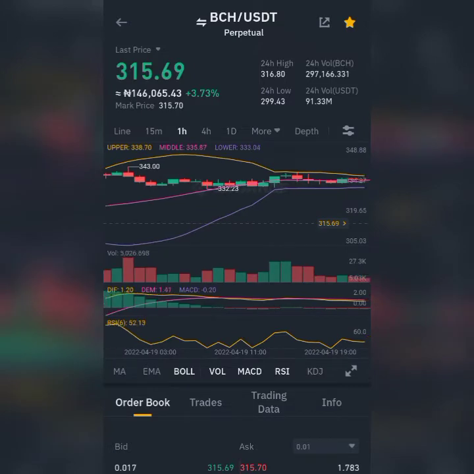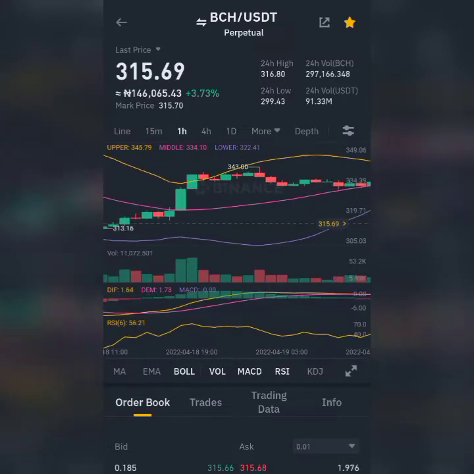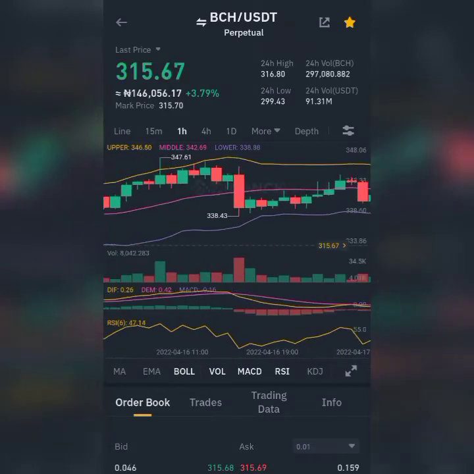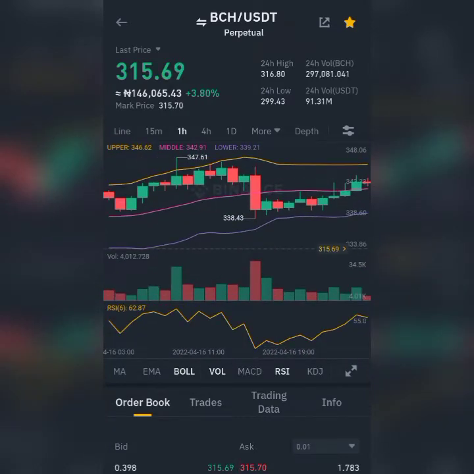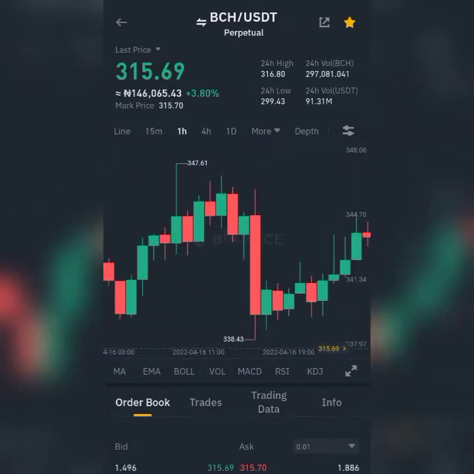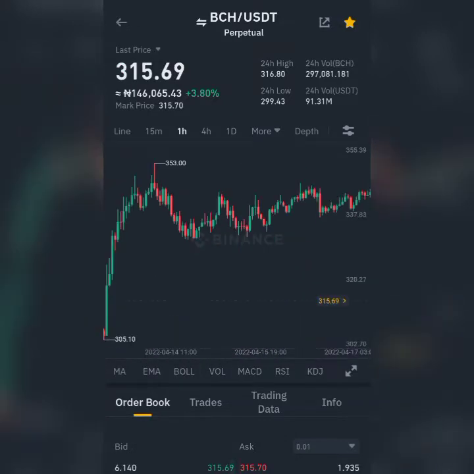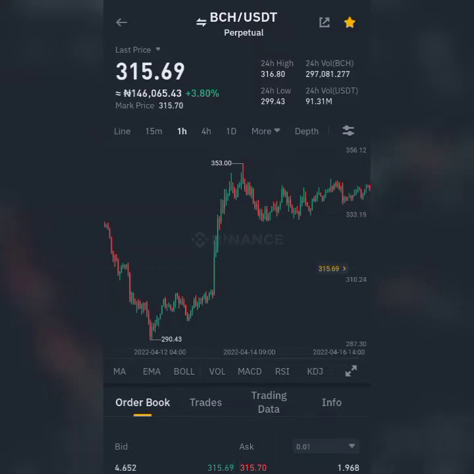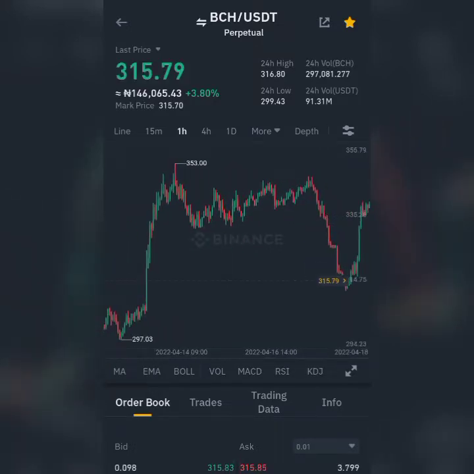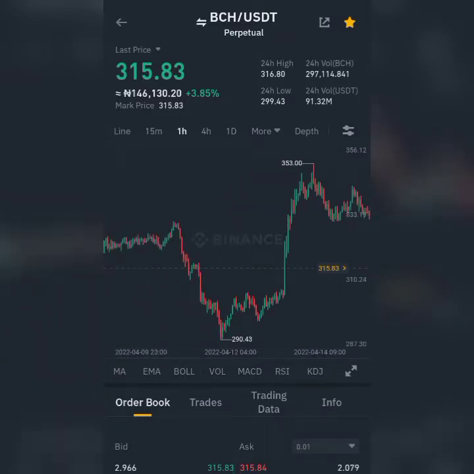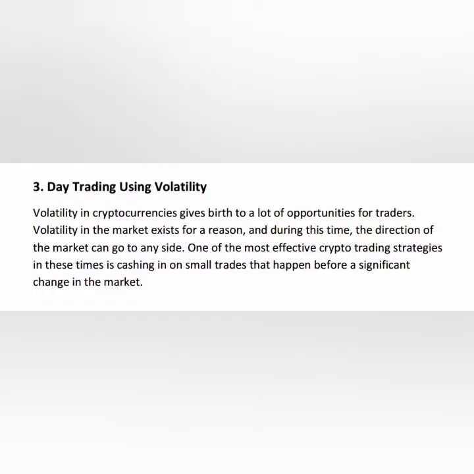Now apart from scalping using range trading, you can also use volatility. Let me turn off some of these indicators here. Okay, let's just keep the Bollinger Band. Now volatility is when the market is going through a very high momentum in its movement.